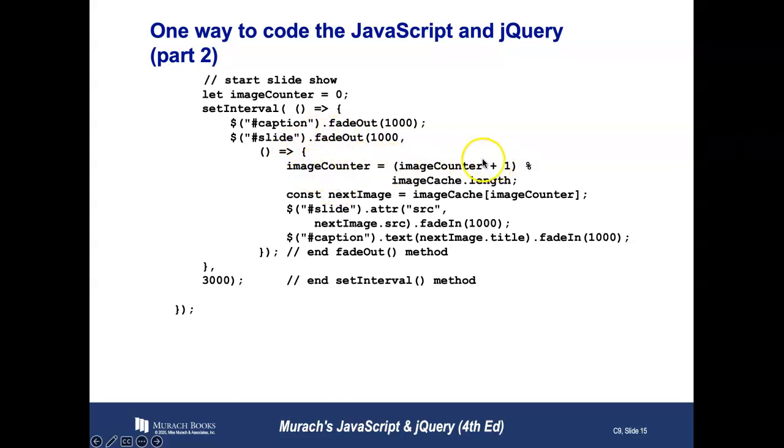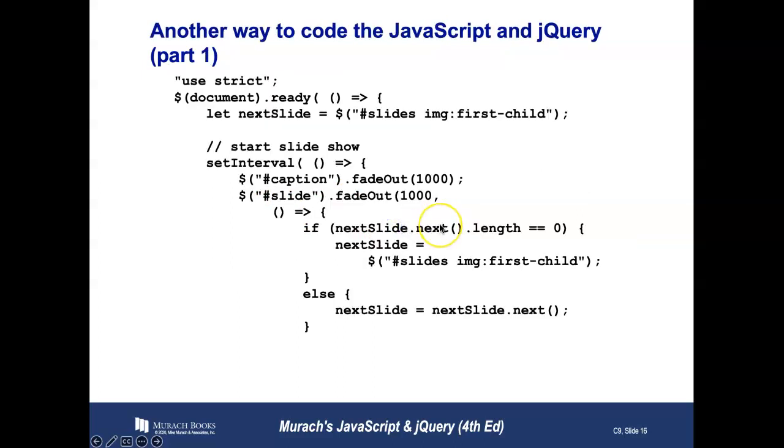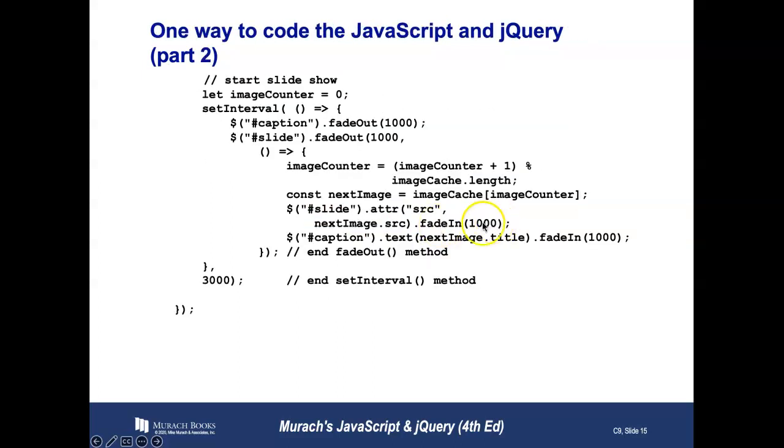We're going to add to the image counter. These are all things you've seen before in the image slideshow. And what we're going to do is make the attribute of the slide. Remember, the slide is the main picture that's showing, and its source will be equal to the next image source. And we're going to fade in at 1000, which is 1 second. And then the text will be the new image title, and we'll fade that in at 1000 again.